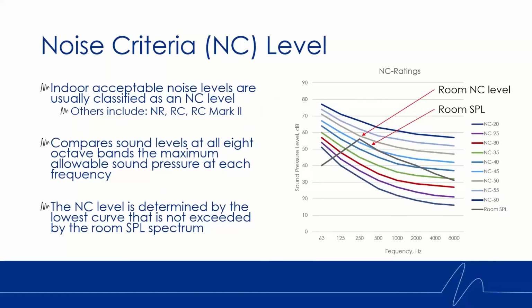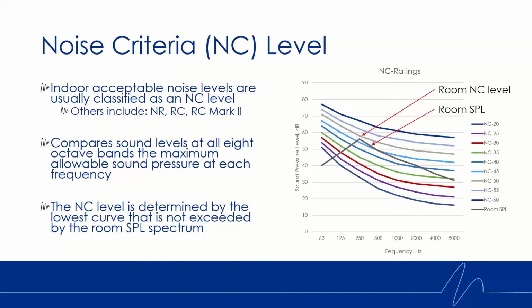And what it is is a series of curves, and these curves dictate the maximum allowable sound pressure at each different frequency. So that chart on the right there, you can see we go from NC 60, which is the loudest, down to NC 20. And the way that this works is we would take the sound pressure levels of the space, we would plot them on this chart, and what we're looking for is the lowest or the quietest curve that does not intersect with the room sound pressure level plot.